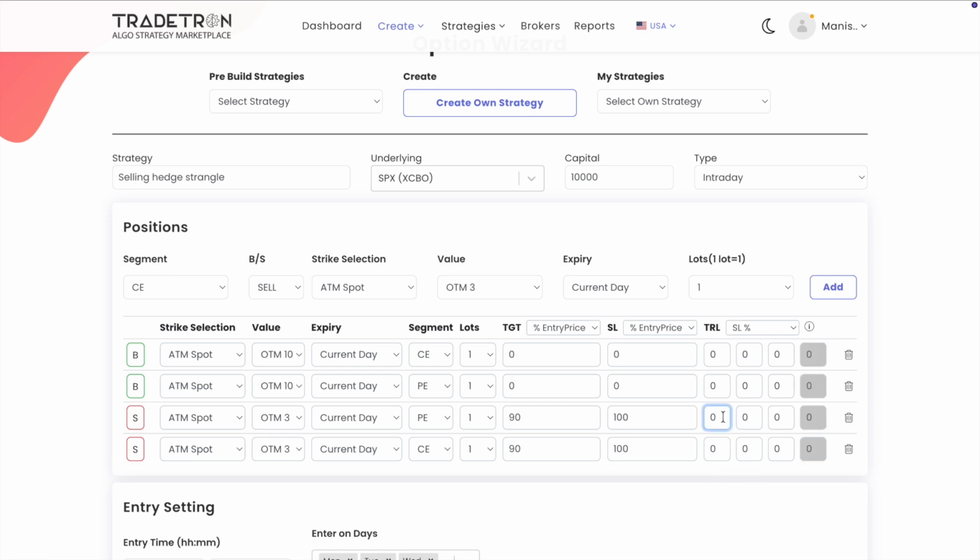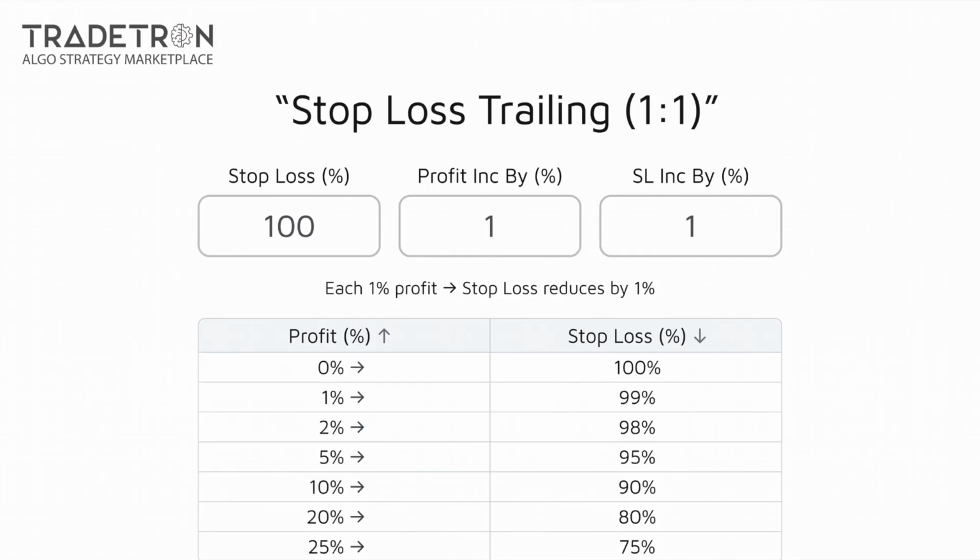Now let's look at stop loss percent trailing. Here, instead of trailing profit, we trail the stop loss. For example, if entry is at 100 and stop loss is set at 100%, when price moves in our favor by 1%, say from 100 to 99 for a sell leg, the stop loss reduces by 1%. So it moves from 100 to 99. If profit increases further, say to 25%, then stop loss also adjusts by 25%. So now it becomes 75% of the entry price.